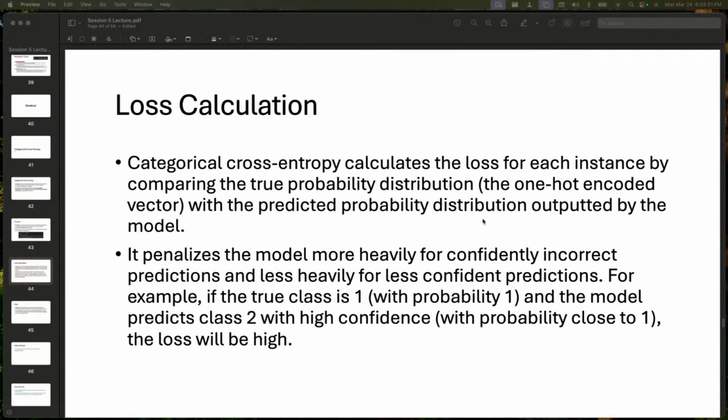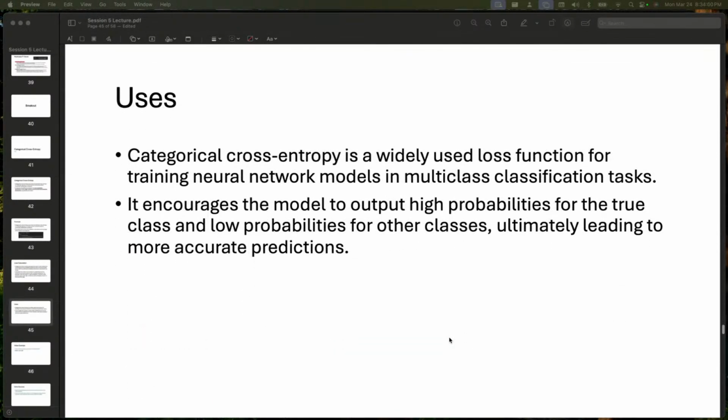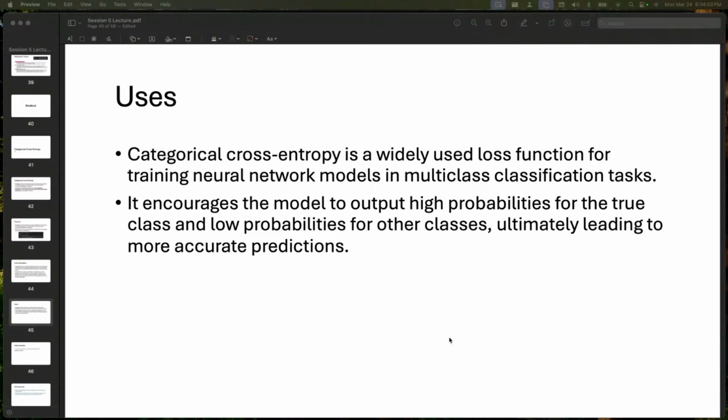So categorical cross entropy, we're going to calculate the loss for each instance by comparing the true probability distribution, the one hot encoded vector, with the predicted probability distribution output by the model. Just like log loss, it penalizes heavily confidently incorrect predictions. That's the key word there, confidently incorrect predictions. This is a generalization on our log loss metric, so it's quite often used. Categorical cross entropy is quite often used as a training function for neural networks, especially when predicting across multiple classes, multi-classification tasks.